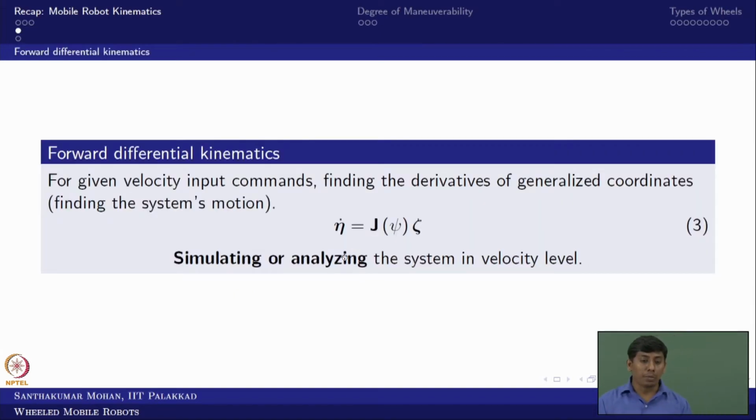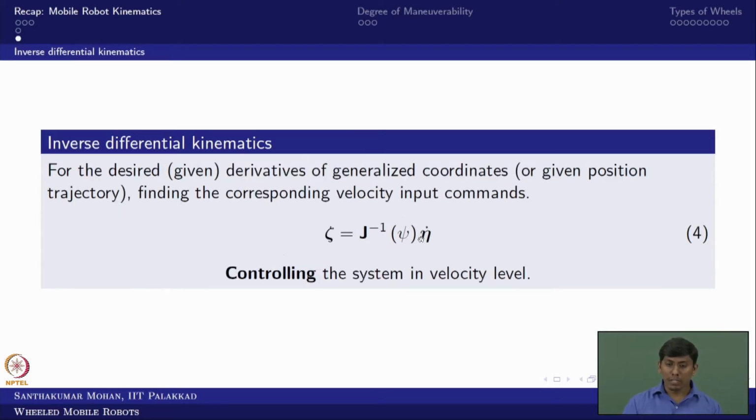Based on the availability of the Jacobian, if I know zeta, I can find eta dot. This is nothing but simulating. Whereas if eta dot is given, in the sense that the position trajectory is given, how do we find the corresponding velocity input command, zeta? That is inverse differential kinematics, which we simply described as controlling the system at the velocity level.